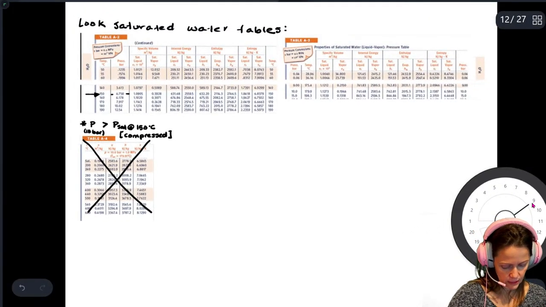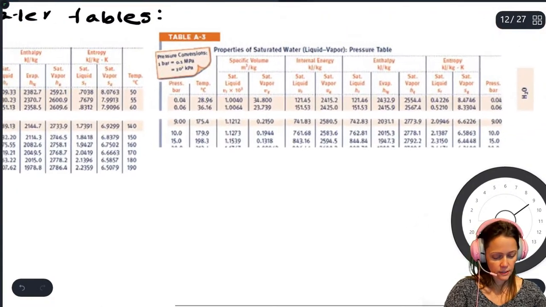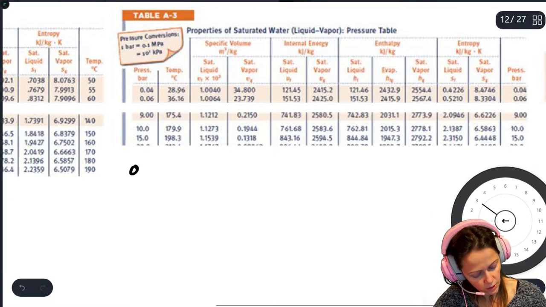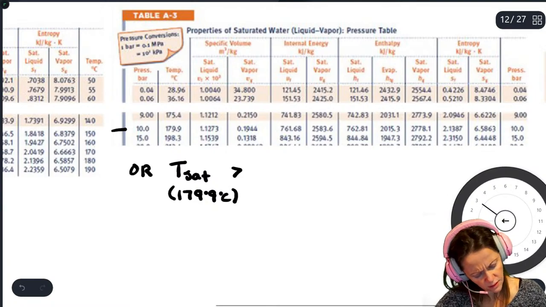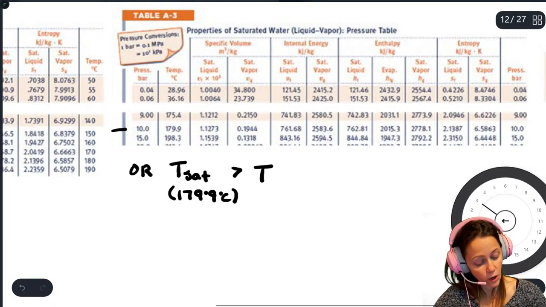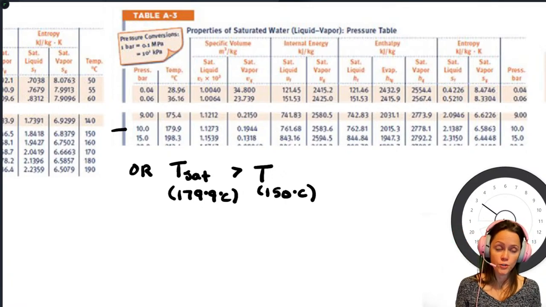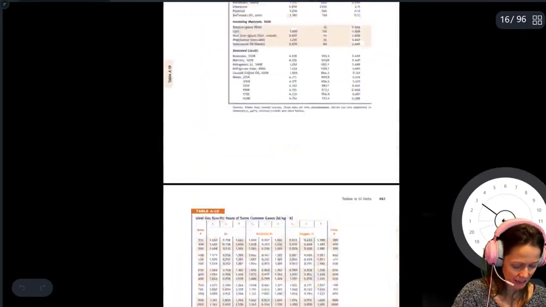At that point, I just need to go to my compressed tables, but I do want to show you how you could show that using table A3. Or you could say the saturation temperature at 10 bar is 179.9 degrees Celsius. That's greater than our temperature, which is 150 degrees Celsius. So our temperature is less than the saturation temperature, and that would also tell you that you're compressed. Okay. So I am going to flip to those compressed liquid tables. I'll fix this for the next time.